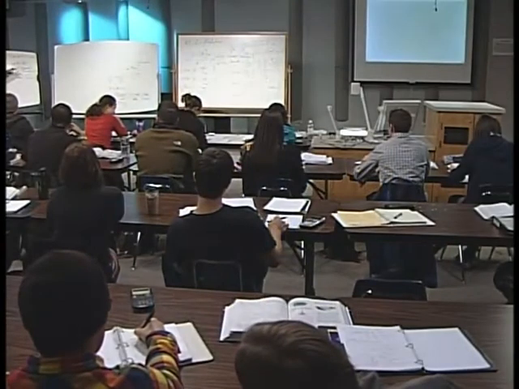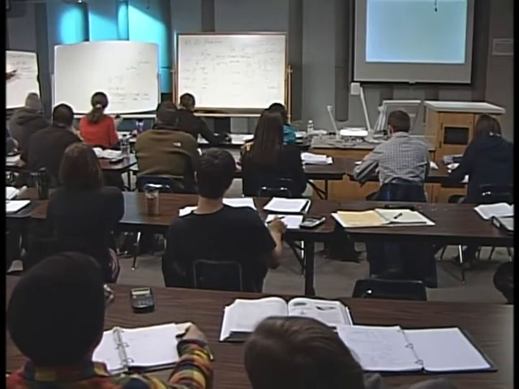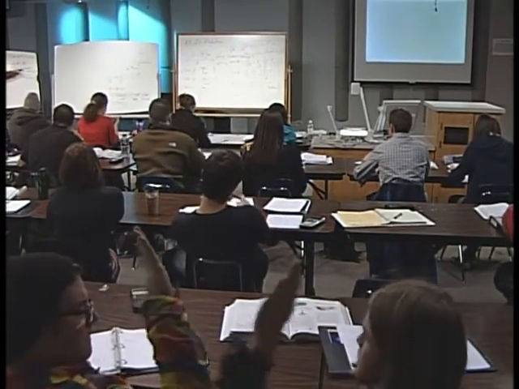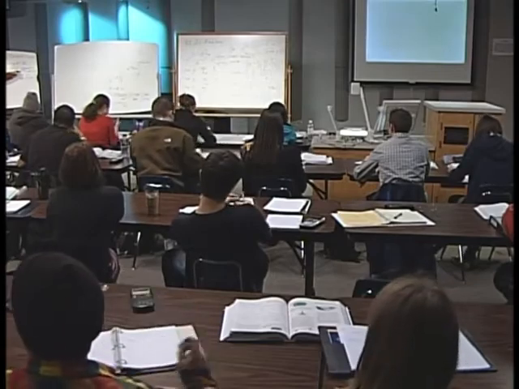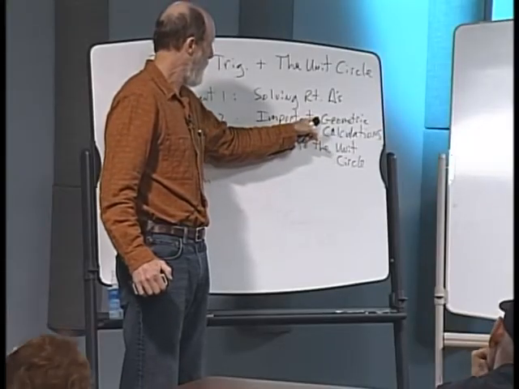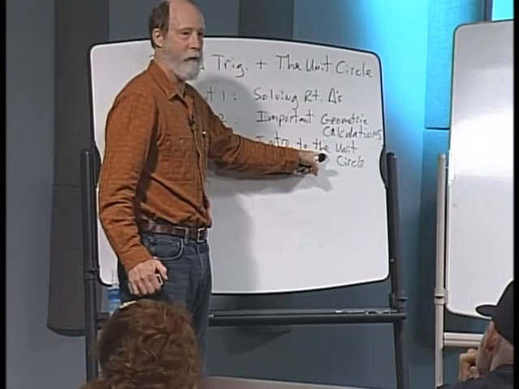Okay, we're continuing on now. We're going to stay with right triangles, but what we want to do is look at a few critical geometric calculations related to the right triangle that are going to then play into our unit circle discussion.